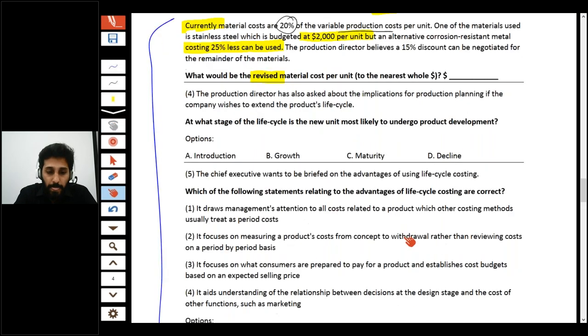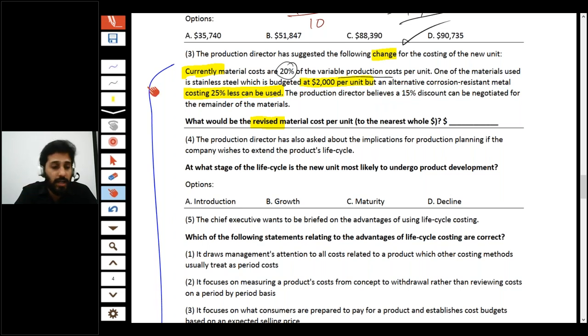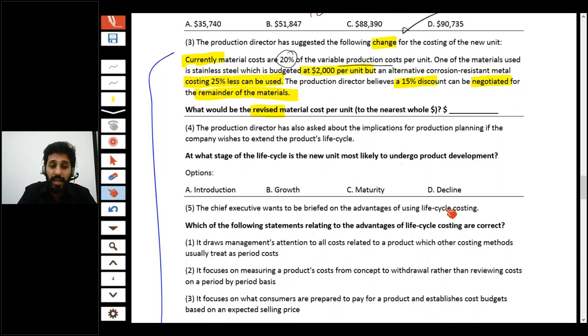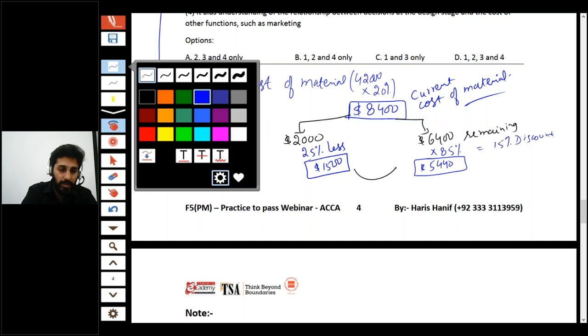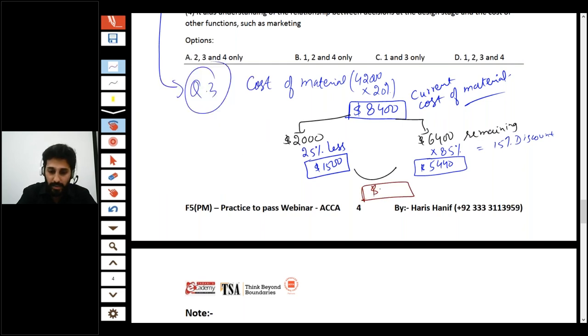And next, the production director believes a 15% discount can be negotiated for the remainder material. So for the remainder, which is 6400, I will now be taking 85%, that is a 15% discount. So it would become 5440. And obviously my collective cost, the revised cost, is 6940, isn't it? 6940, and that is my revised cost.